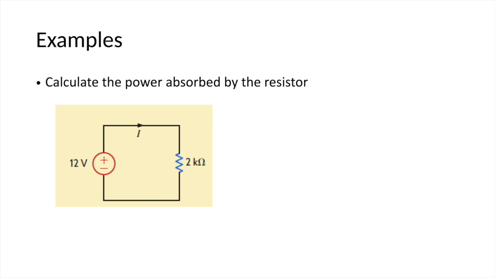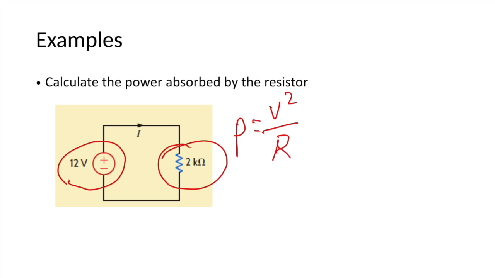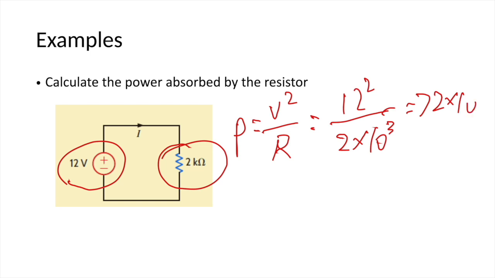Let's take a look at the first example. The voltage and the resistance are known, so we can use the equation P equals V squared over R. That is 12 squared over 2 times 6, so this becomes 0.072 watt. This is straightforward, just use the equation.